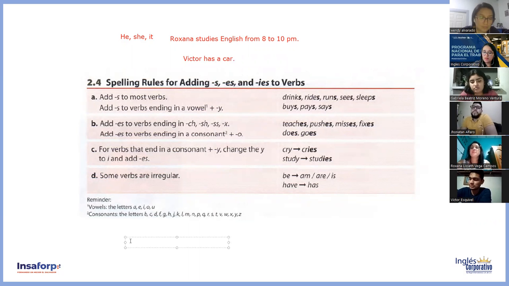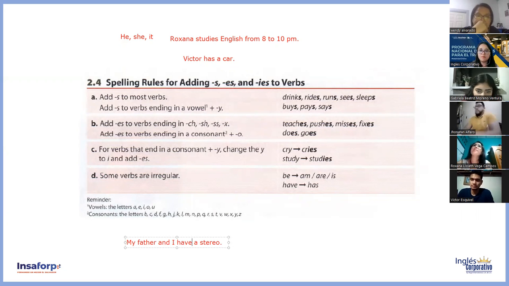¿Qué pasa si tengo, por ejemplo, my father and I has a stereo? ¿Estará bien? No. No, right. Why? Tiene que utilizar have. Yes, I have to use have. Very good. Okay, no sé si hay dudas, questions about this part. No questions, guys? No? Okay, so let's practice.